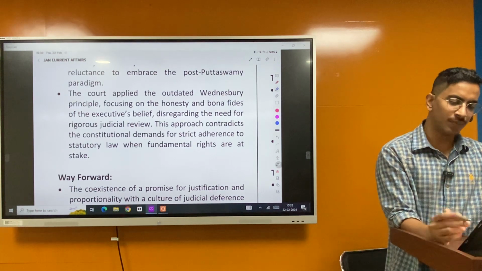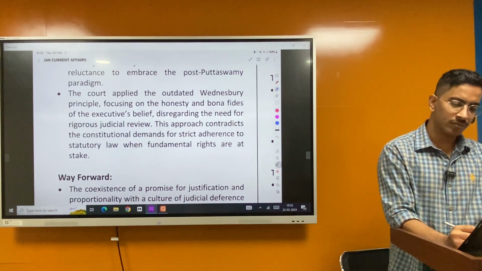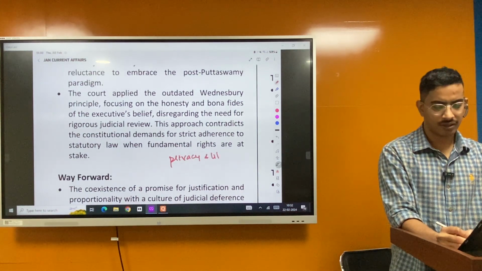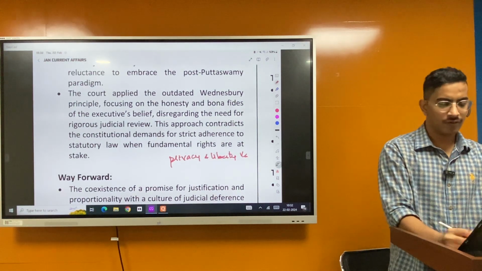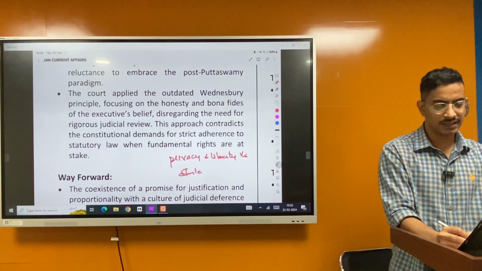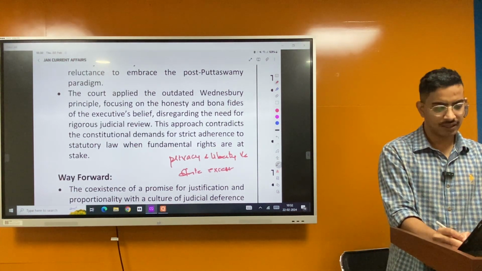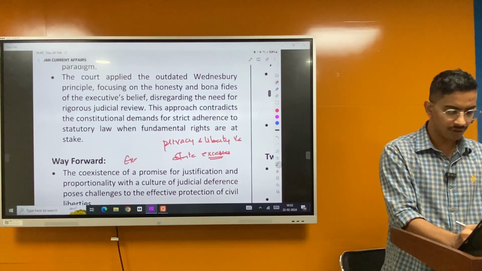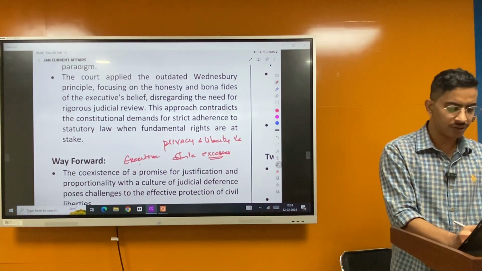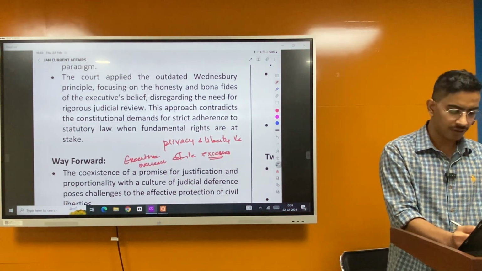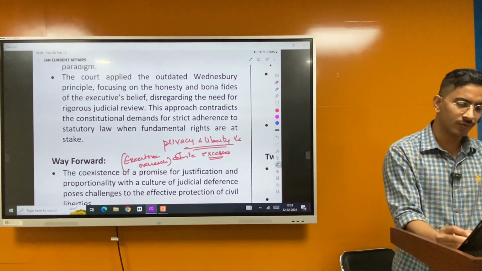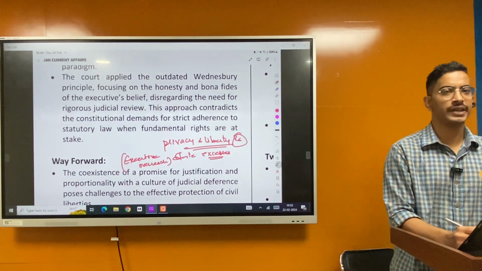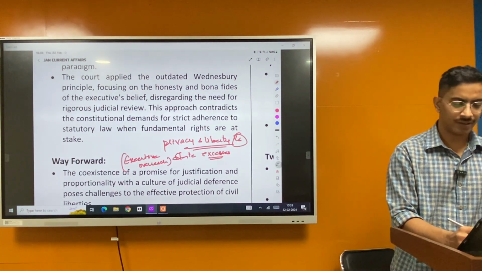So you understand this is a problem with the privacy and the liberty versus state access, or executive overreach. So this is the issue. Liberty of an individual versus state's power, state's right.